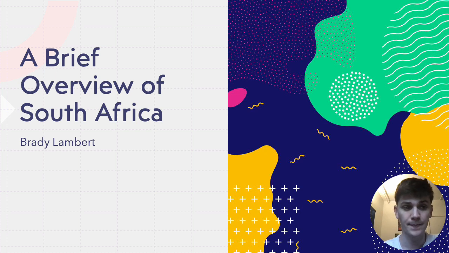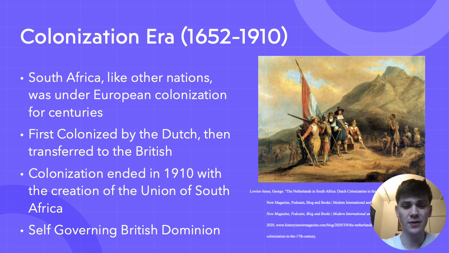Let's start. To begin with, the brief outline of South Africa's history is its colonization era. It happened from 1652 to 1910. South Africa, like other nations, was under European colonization for centuries. First colonized by the Dutch, then transferred to the British. Colonization ended in 1910 with the creation of the Union of South Africa. The Union of South Africa was a self-governing British dominion, which was kind of like a colony, but kind of not, more self-ruled.